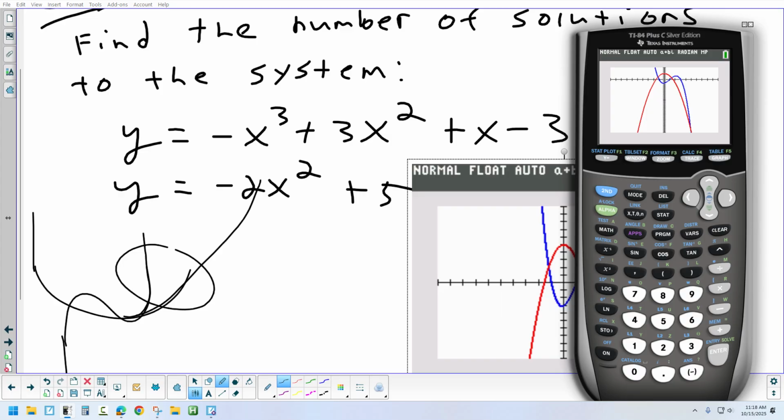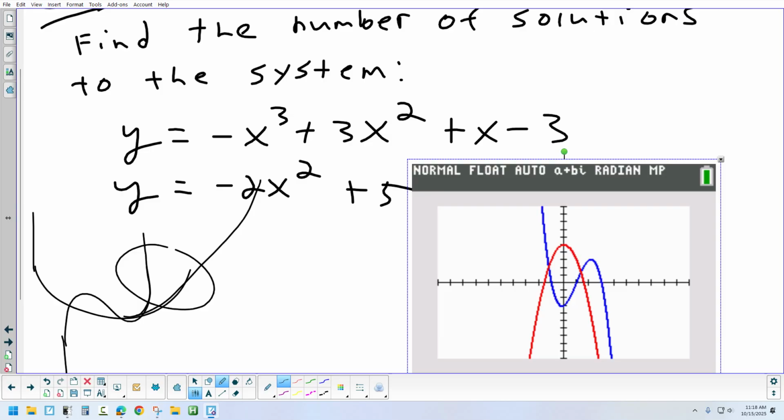So if you said 2, you're only looking at the 2 you could see in the standard window. You've got to zoom down a little bit to see the 3rd.